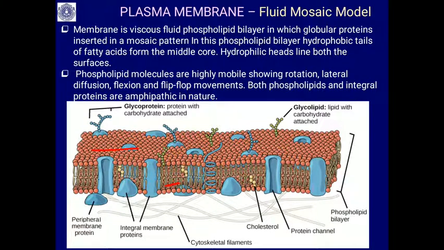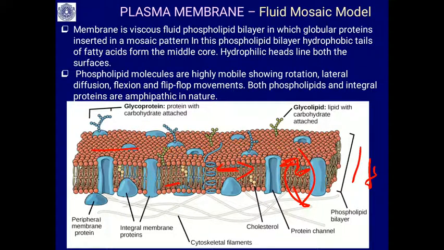Phospholipid molecules are highly mobile, you have seen that in a previous slide, showing rotation, lateral diffusion, flexion, and flip-flop movements. The lateral movements are the ones where they are moving laterally like this. Flip-flop means they move from here, they change their position. Flexion means their fatty acid tail gets reduced by flexion. So, all these movements you will find in the phospholipids.